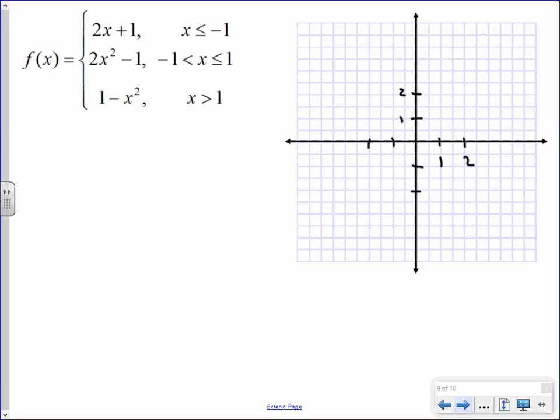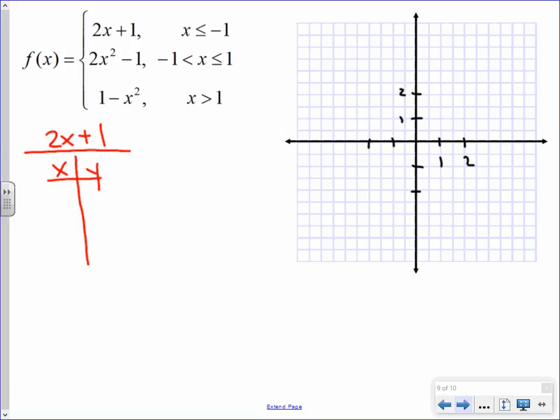Okay, so we're going to have 3 different pieces. At this point, it's fine to make an XY table, but do not feel like you have to. I'm going to make an XY table for each piece just so you can see how I get the numbers that I do. Okay? So what we can do is we can create an XY table for each piece. Our first piece is 2x plus 1.